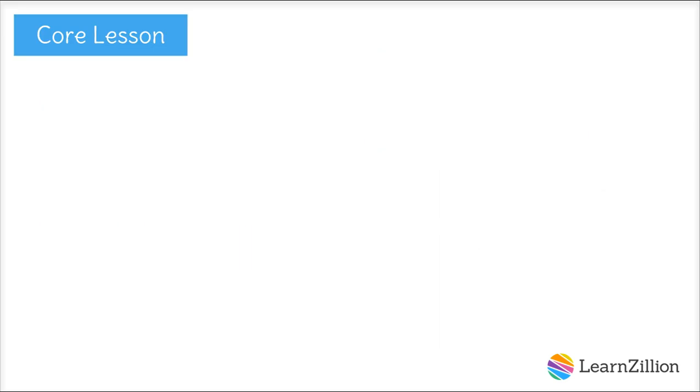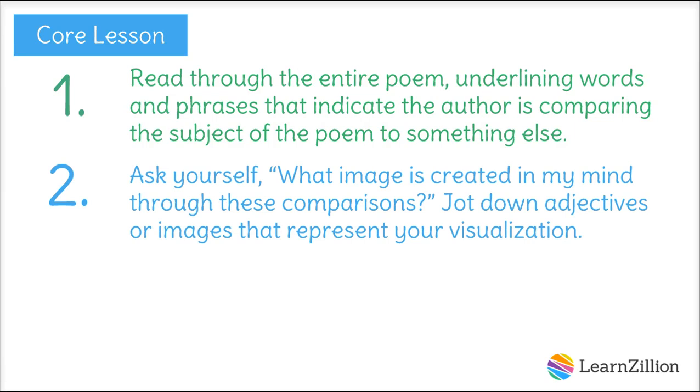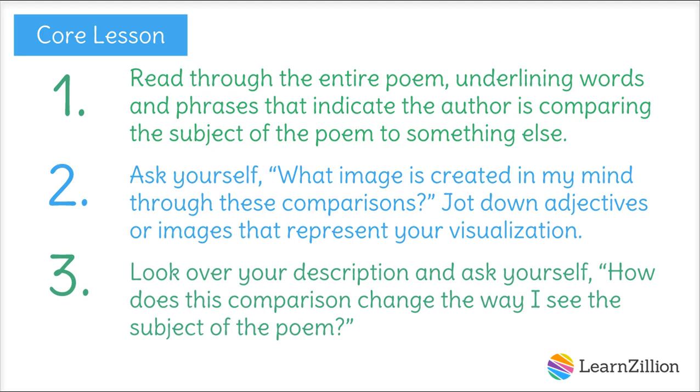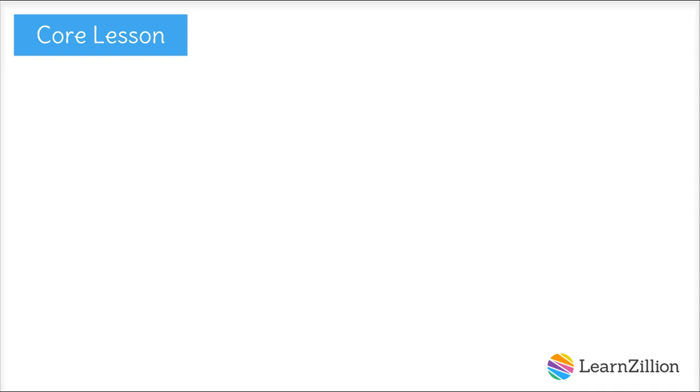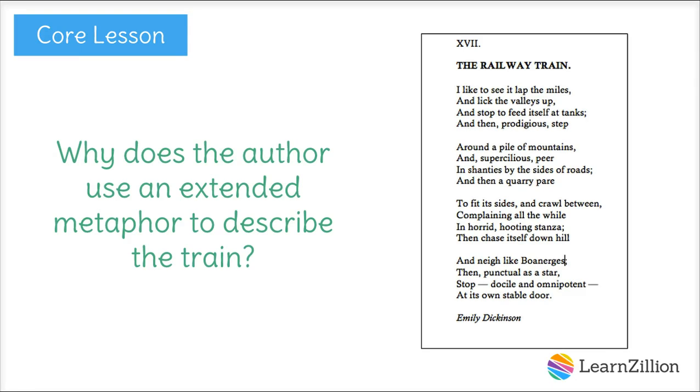The steps we will take to answer the question are the following. One, we will read through the entire poem, underlining words and phrases that indicate the author is comparing the subject of the poem to something else. Then we'll ask ourselves, what image is created in my mind through these comparisons? We'll jot down these adjectives or images that represent our visualization. Then we'll look over our description and ask ourselves, how does this comparison change the way I see the subject of the poem? As a reminder, we'll be following these steps in order to answer the question, why does the author use extended metaphor to describe the train?